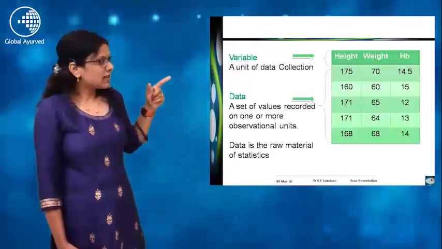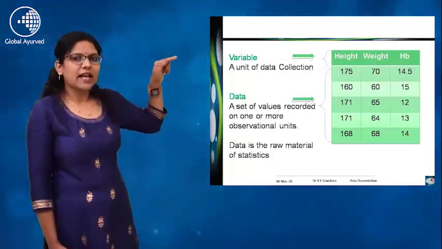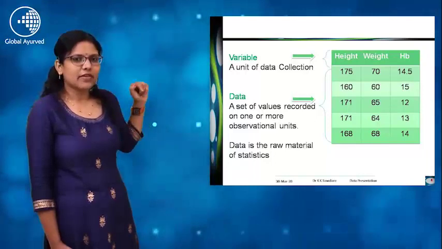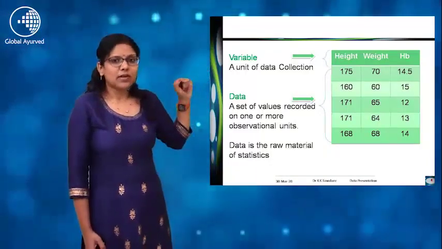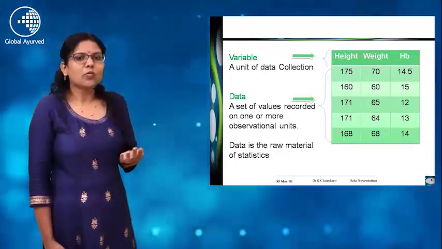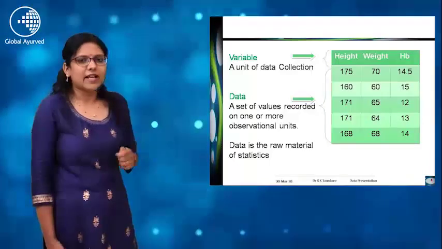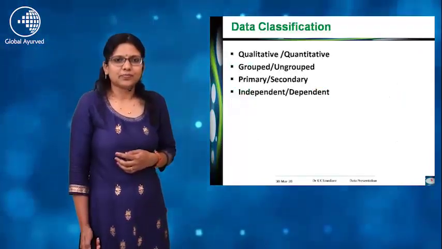In this diagram we can see that the unit of data collection is called the variable, meaning height, weight, HBV, these are the variables. The observation lies in the cell of the table, that is nothing but the set of values recorded on one or more observational units, called the data, and data is the raw material required for the statistical analysis.